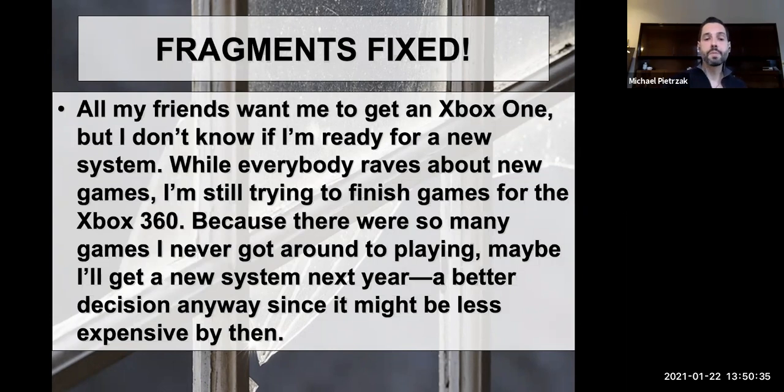Because there were so many games I never got around to playing, right? If you stop there, the sentence doesn't make sense. But if we continue, because then maybe I'll get a new system next year, a better decision anyway, since it might be less expensive by then. What is this here? That long line? That's called an em dash. Simply think of it as a pause. You're taking a breath in your speaking, and when you're reading, it's just a pause as well. So it's a helpful tool, kind of like a semicolon.